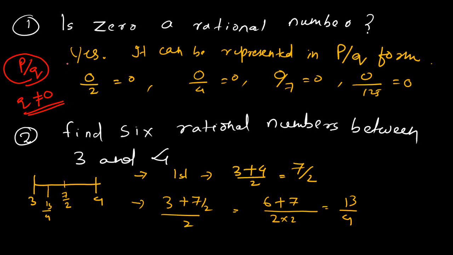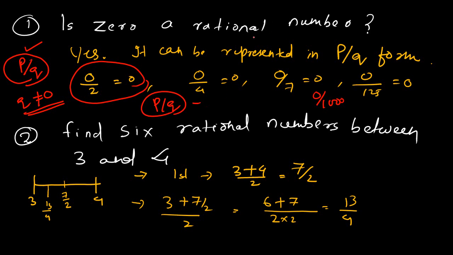Of course we can, because p can take any value. p can take the value of 0 as well. So 0 can be represented as 0 by 2, 0 by 4, 0 by 7, 0 by 125, 0 by 1000, any number that gives you 0. So 0 can be represented in the p by q form. So 0 is a rational number.